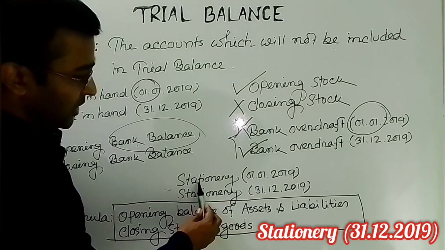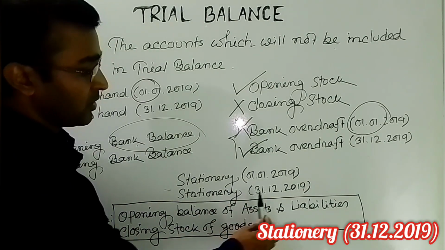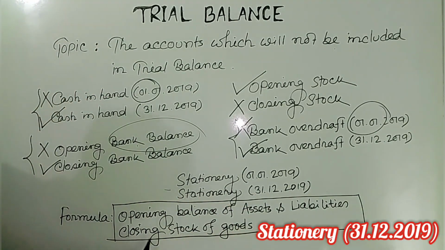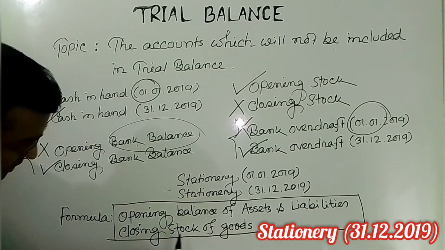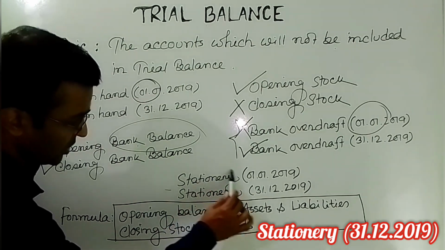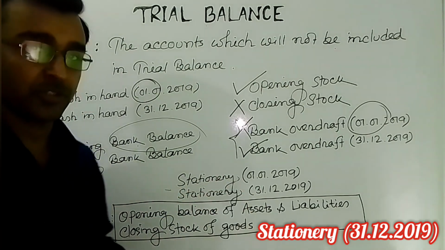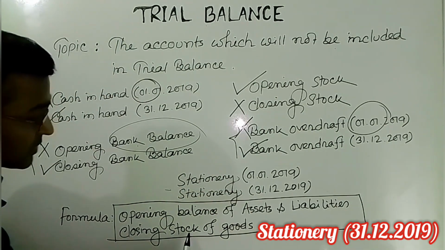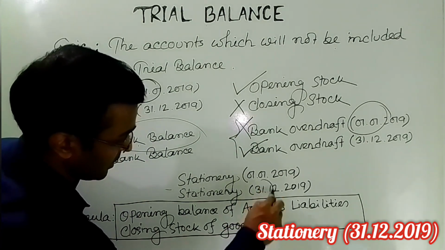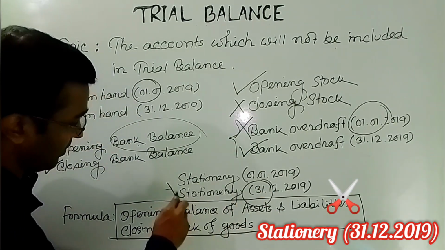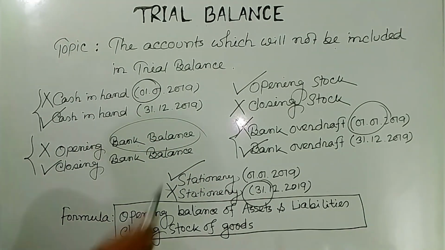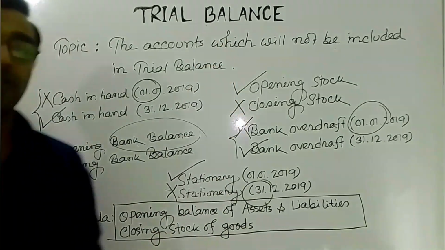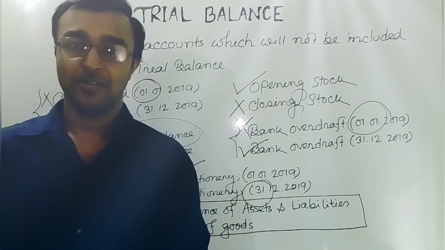Last of all, stationery first, stationery 31st. Look, where is the stationery here? In this formula, I have written closing stock of goods. So stationery is one kind of goods. So here closing stock of goods, I mean the closing date, will not be included in trial balance and opening stationery will definitely be included in trial balance. I think all of you have already got it.